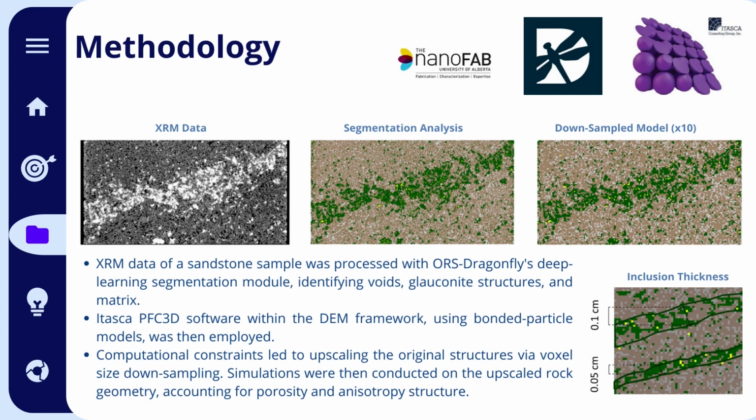Unfortunately, due to computational limitations, we had to upscale the original structures that we obtained from the XRM data by downsampling the voxel size. And then we conducted simulations using this modified pseudo-real rock geometry, taking into account both porosity and anisotropy within the structure.